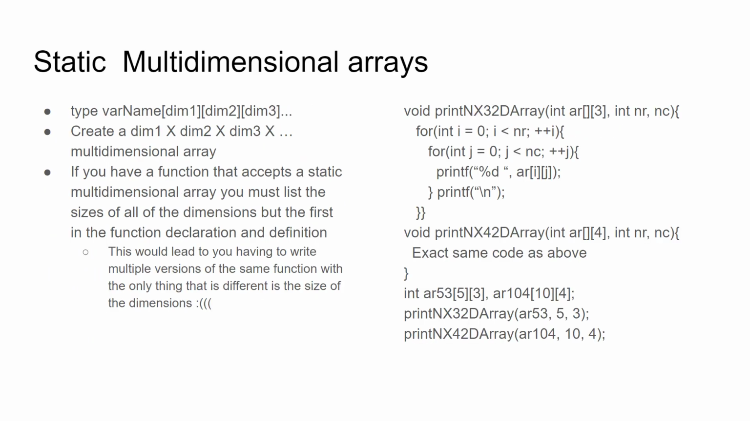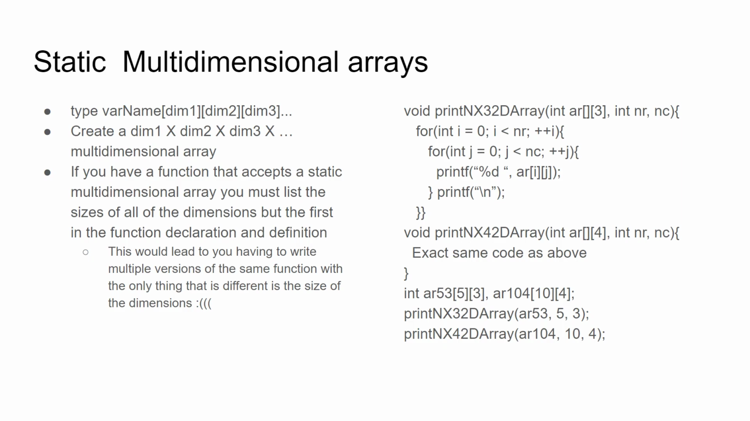You can also have multi-dimensional arrays. Statically, the way that you allocate them is type, variable name, the size of dimension 1, the size of dimension 2, the size of dimension 3. They keep going for as many dimensions as you have. And it's going to create a dim1 by dim2 by dim3 by whatever matrix. If you have a function, though, that accepts a static multi-dimensional array, that function has to specify the size of every single dimension but the first. And this size must be known at compile time.